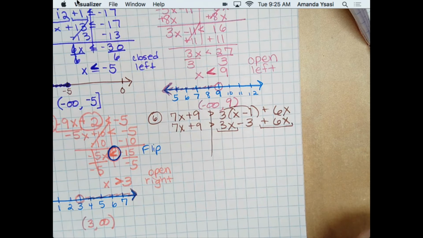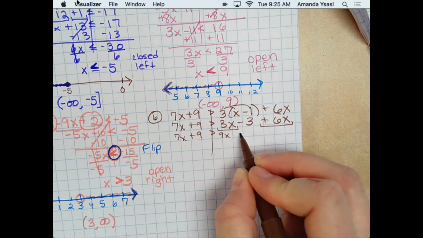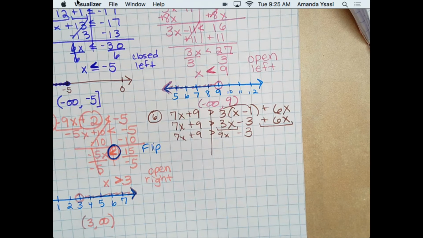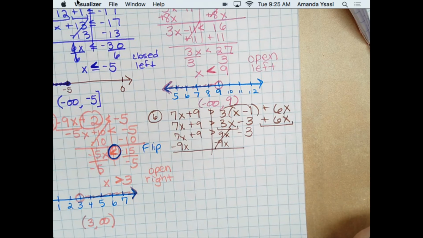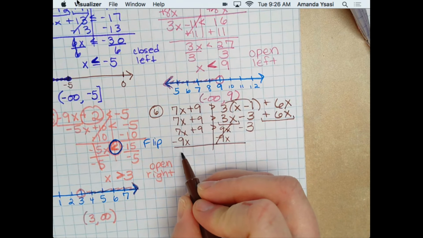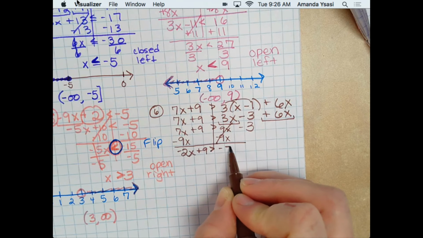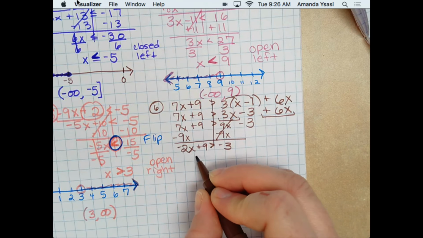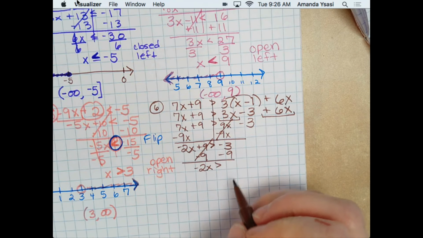Combine like terms. 7x plus 9 is greater than 3x plus 6x. 9x, minus 3. Remember, I need to get all the x's to the left side. So I need to subtract 9x from both sides. Seven x minus 9x. Negative 2x and then plus 9, negative 3 on that side. Okay, what's next? Subtract 9. Negative 2x is greater than 12.